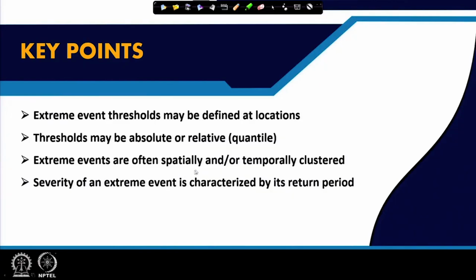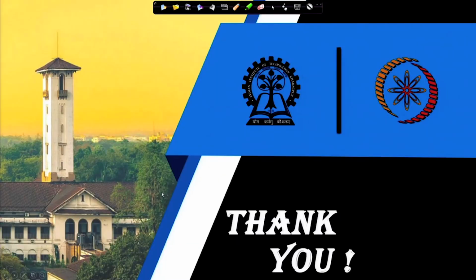So the key points to be taken away are that the extreme event thresholds may be defined at locations. The thresholds may be absolute, like mu plus 2 sigma, or relative, which is the defined quantiles. The extreme events tend to be spatially or temporally clustered, and the severity of an extreme event is characterized by its return period. That brings us to the end of this lecture.